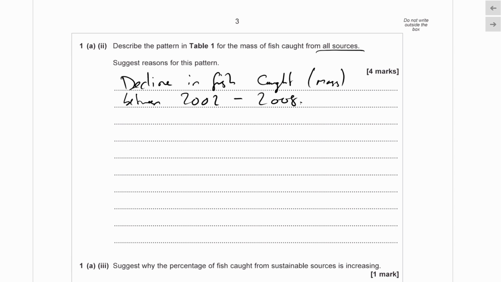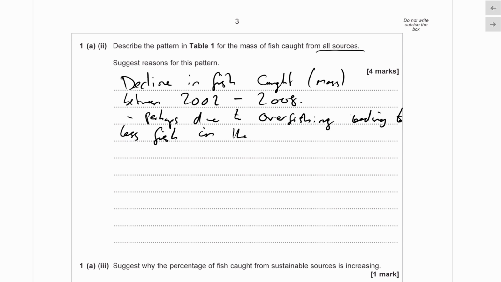Now, we're asked to suggest reasons for the pattern. So the reason for this pattern could be that due to overfishing, right, due to the fact that we fish loads, it means that there are less and less fish in the sea. And if there's less fish to catch, then the mass of fish is going to be reduced. So I'm going to say perhaps due to overfishing leading to less fish in the sea to catch.